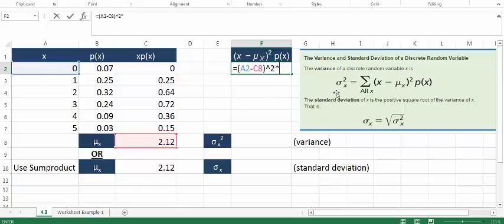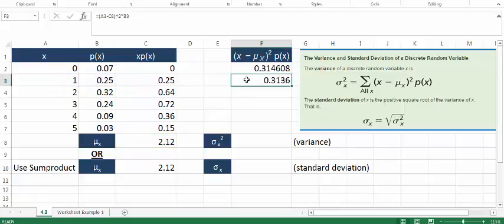and multiply it times the probability of that x occurring. 0 occurs with 7% probability. Hit enter. Okay, we'll worry about the summing them all up later. So we'll just first do this calculation. I have it typed up here. Again, if you want to see it slowly, parentheses, the x value, 1, minus the mean, square that, multiplied times the probability of one occurring, 0.25.